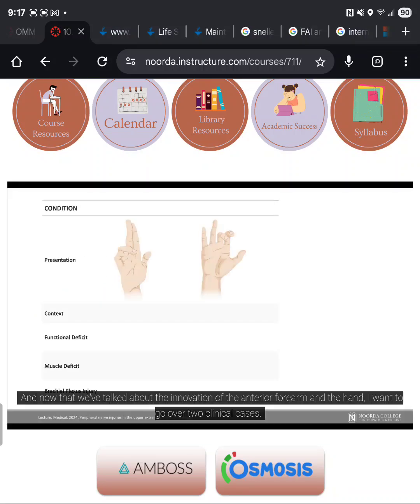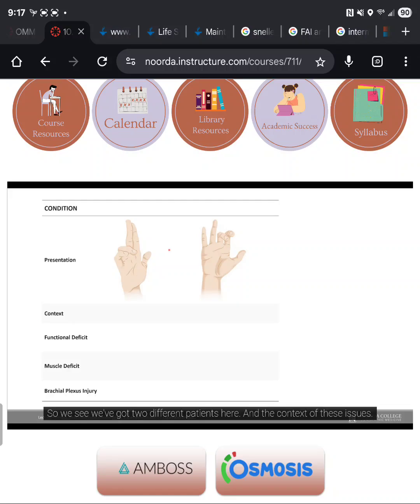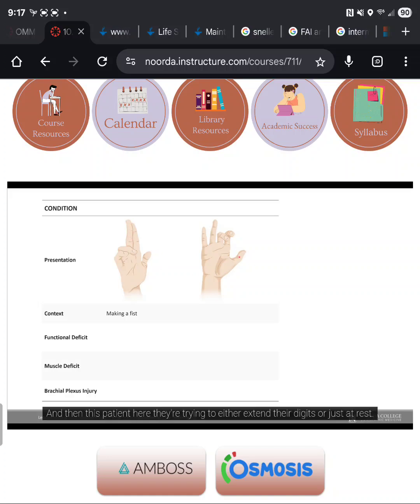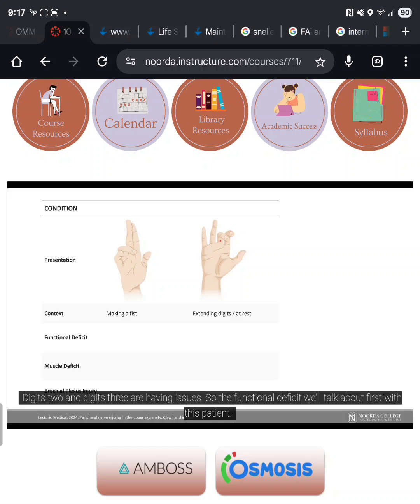And now that we've talked about the innervation of the anterior forearm and the hand, I want to go over 2 clinical cases. So we see we've got 2 different patients here. And the context of these issues, this patient is trying to make a fist, and you can see digits 2 and digits 3 are not able to comply. And then this patient here, they're trying to either extend their digits or just at rest, digits 2 and digits 3 are having issues. So the functional deficit we'll talk about first with this patient.